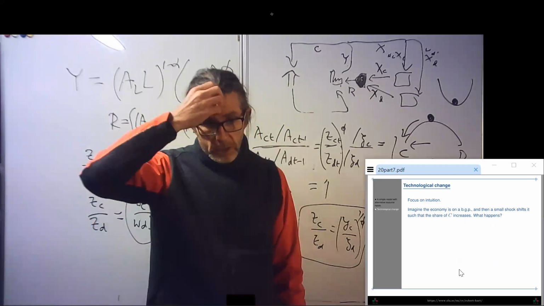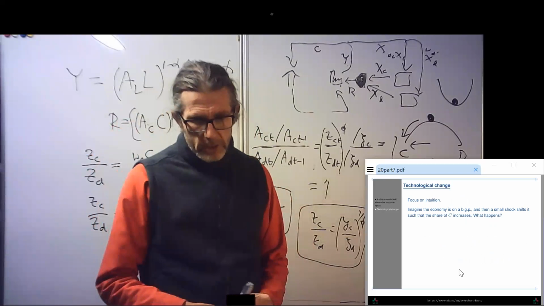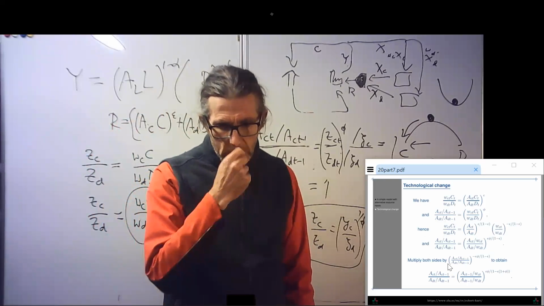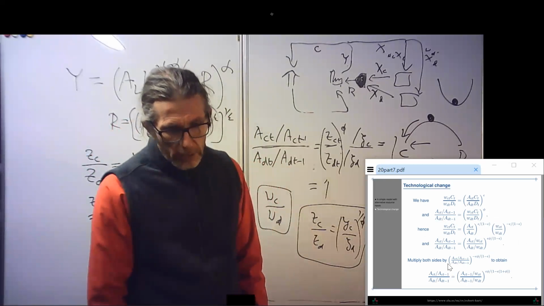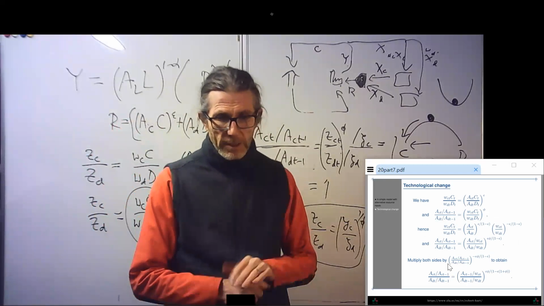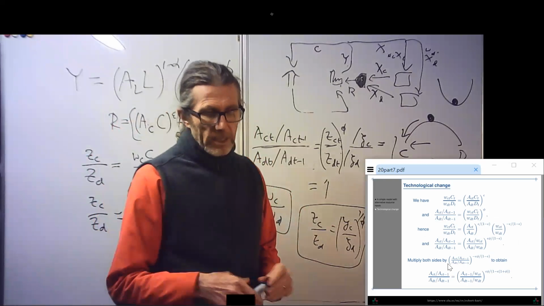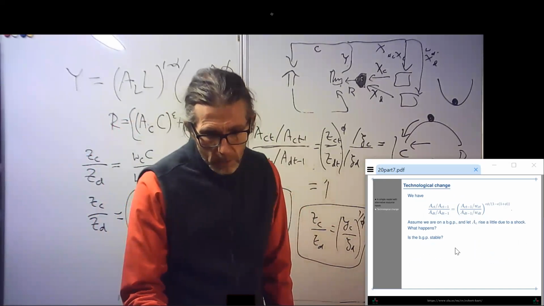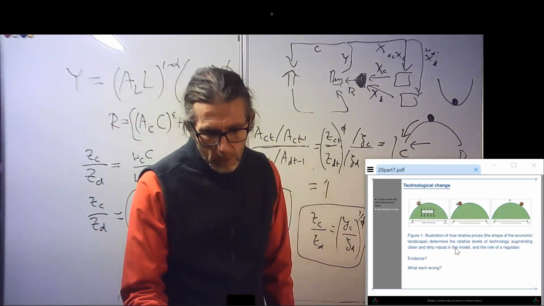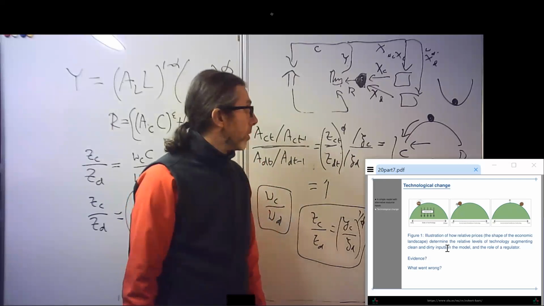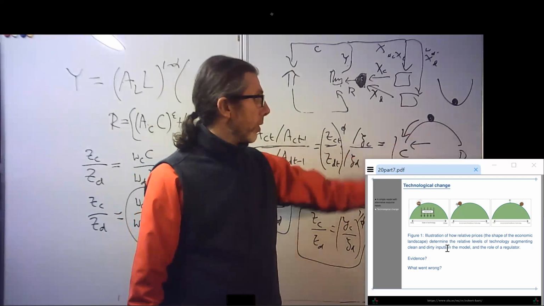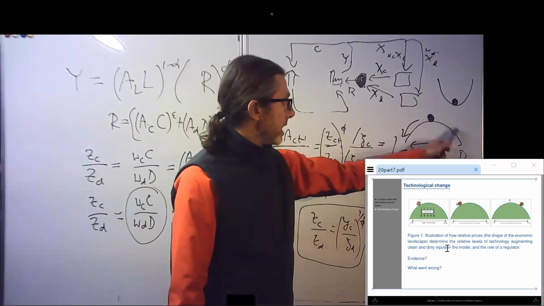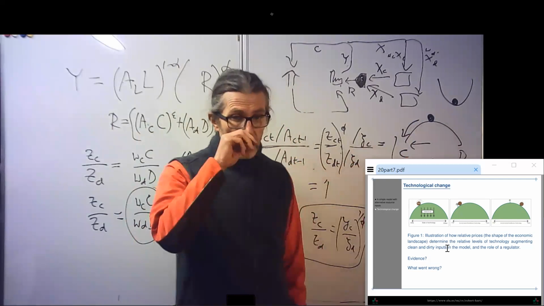So focus on the intuition. Imagine the economy is on a BGP and a small shock shifts it such that the share of C increases. What happens? Well, we go through a bunch of math, but basically, I'm not going to take you through that. We are going to go off one way or the other. If AC goes up, we're going to end up in this corner. If AD went up, we would end up in this corner.